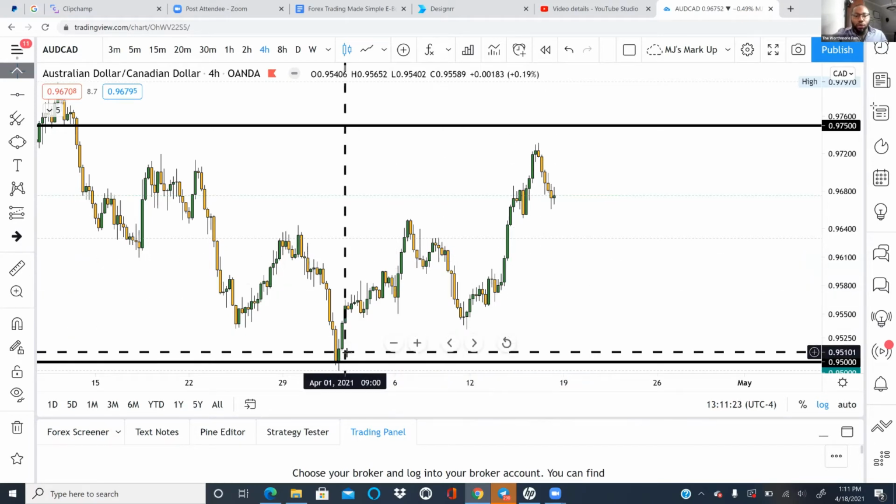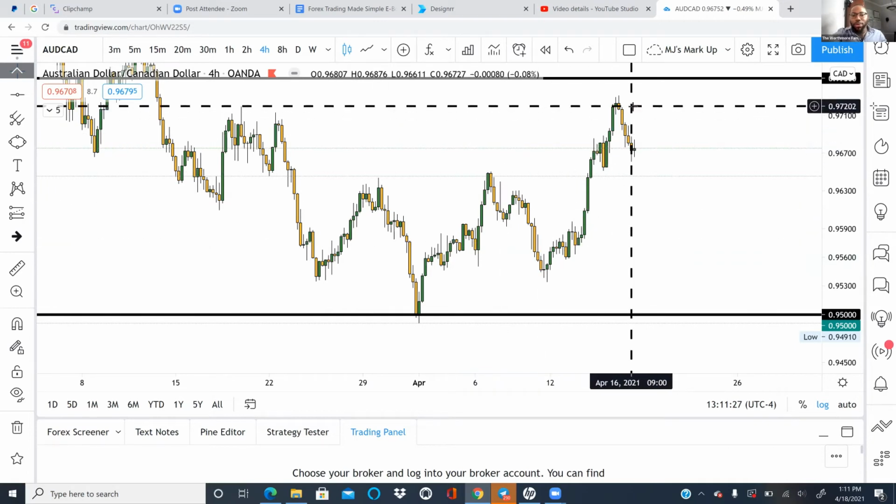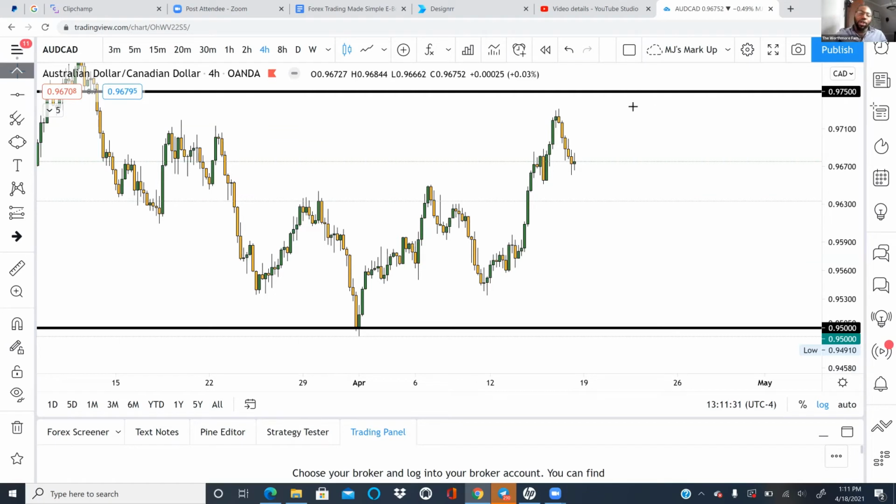And as you see on the 4-hour chart, it bounced off of 0.95 and it looks like it was going up to 0.975, but it looks like it failed before it turned around. Why? More than likely because it hit a minor quarter level and it decided to reverse at the minor quarter level.